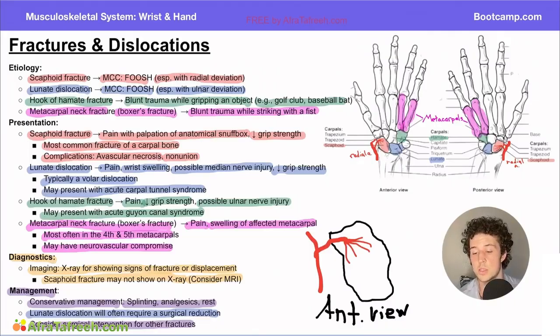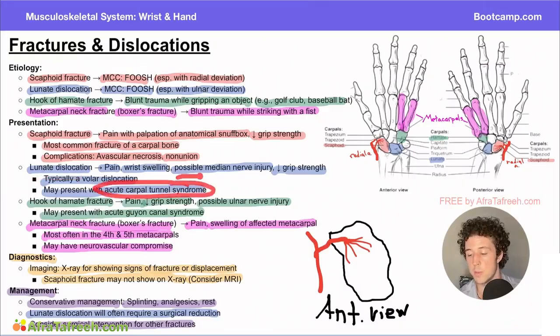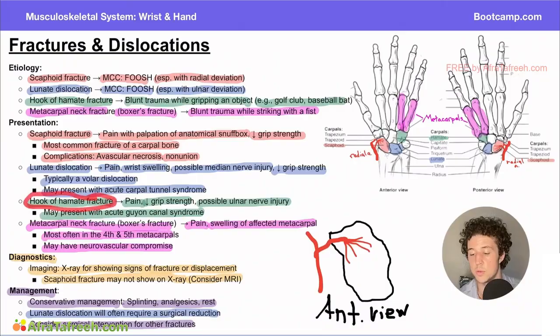So in the scaphoid fracture, there will often be pain in the anatomical snuff box. And because of the risk of avascular necrosis and not healing, sometimes in a question, this can be a patient that injured themselves many months ago, but continues to have painful symptoms. The lunate dislocation can contribute to carpal tunnel syndrome by median nerve compression, and the hook of hamate fracture can contribute to Guyon's canal syndrome by ulnar nerve compression.